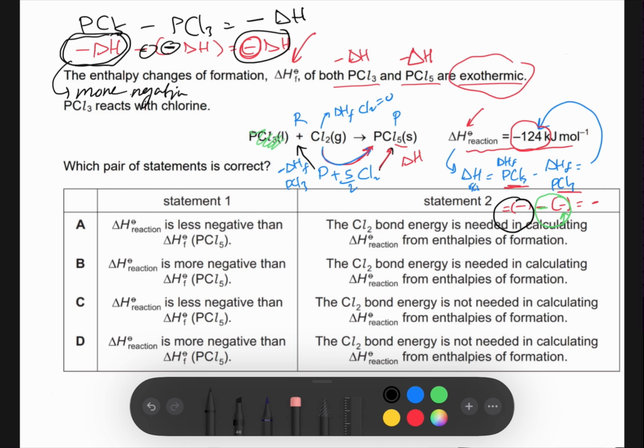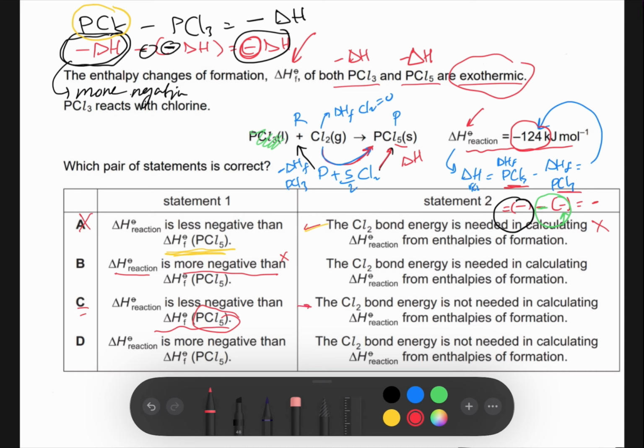Okay, so let's go and see the answers. A says delta H of reaction is less negative than the delta H of PCl5. Basically, this one here is true because I need the PCl5 to be the more negative one in order to have a negative answer. It says that the Cl2 bond energy is needed. No, I didn't need it. A is not true. B says the delta H reaction is more negative. No, it's not more negative. And C says the delta H reaction is less negative than PCl5. Yes, I need PCl5 to be more negative in order to have a negative answer.